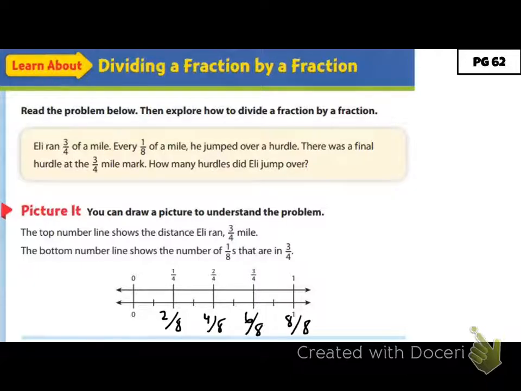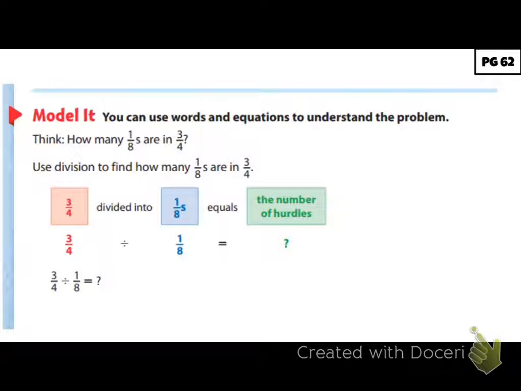Model it. You can also model it. So use division to find out how many. Use division to find out how many eighths are in 3/4. So that is the same as 3/4 divided into eighths equals some number of hurdles.